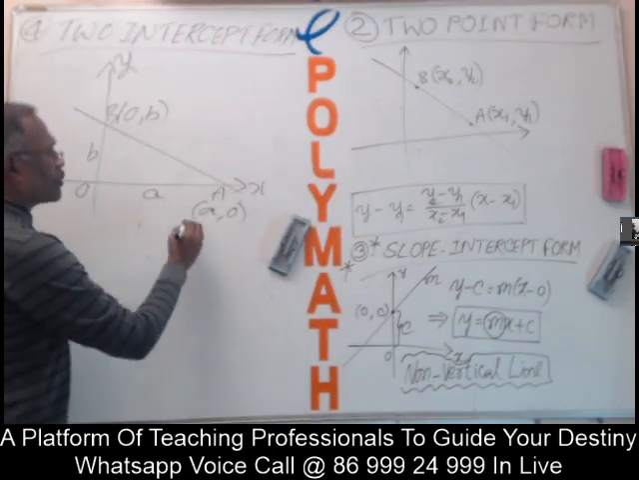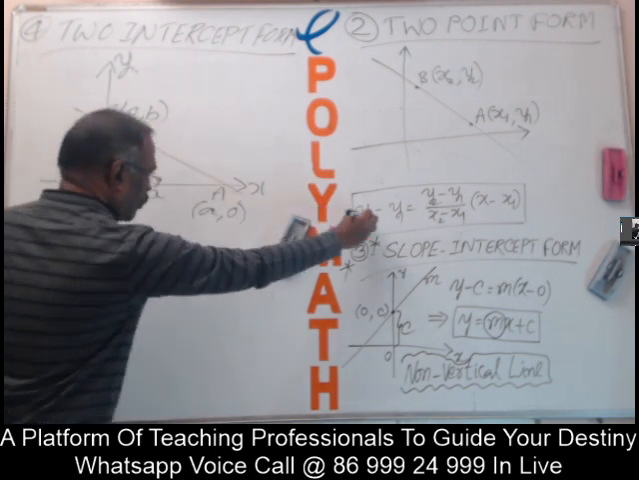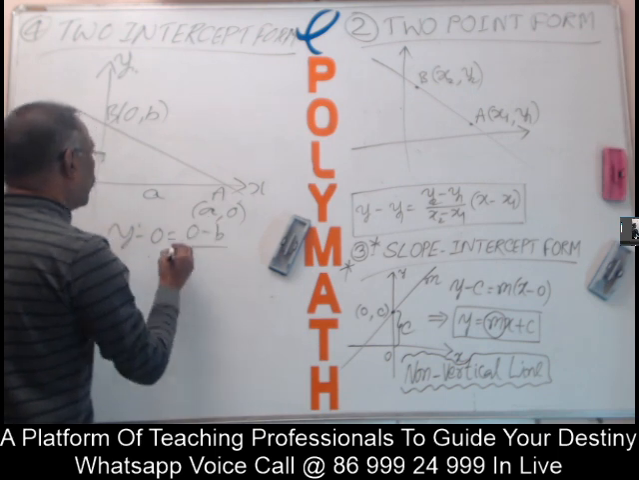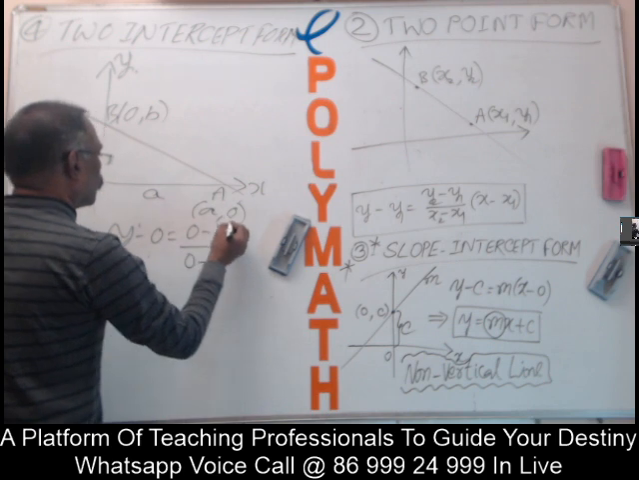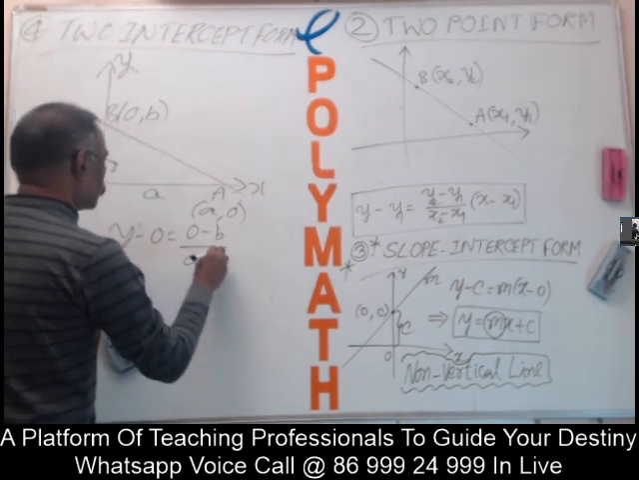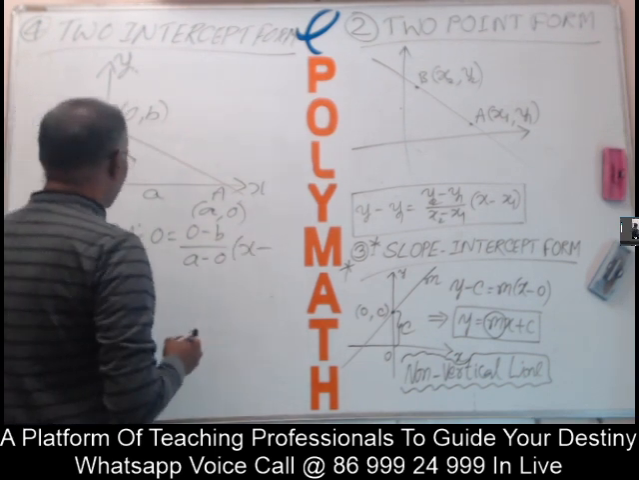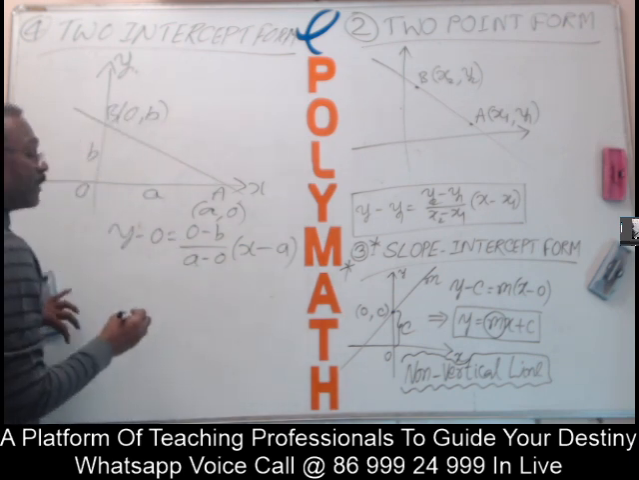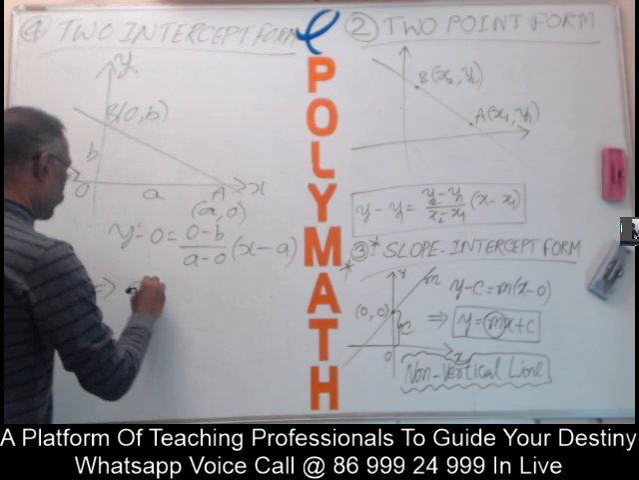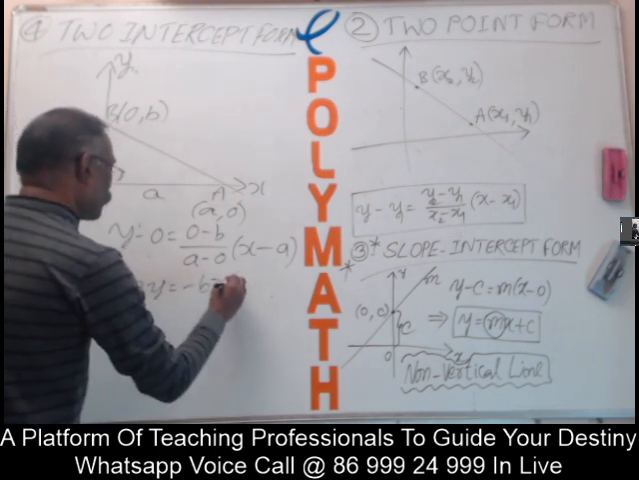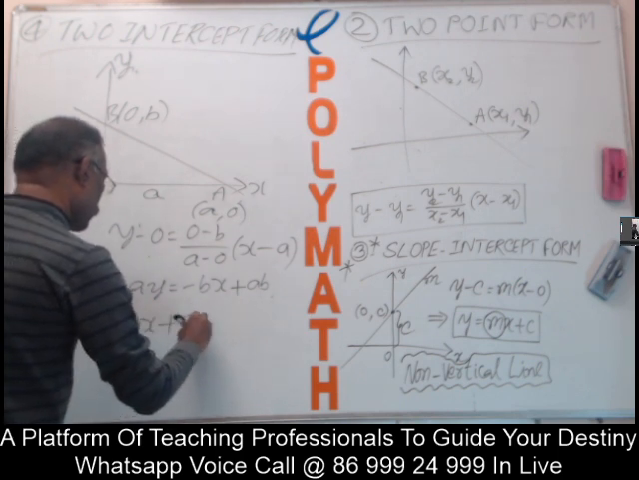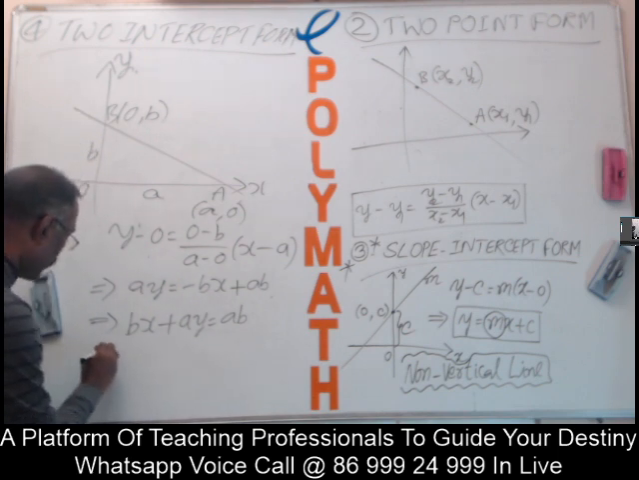So substitute here. This is x1, y1. This is x2, y2. y minus y1, y minus 0 is equal to y2 minus y1 by x2 minus x1, into x minus x1. Let us simplify that. There is a standard form for this. This is ay is equal to minus bx plus ab. Implies bx plus ay is equal to ab. Divide throughout with ab, please.